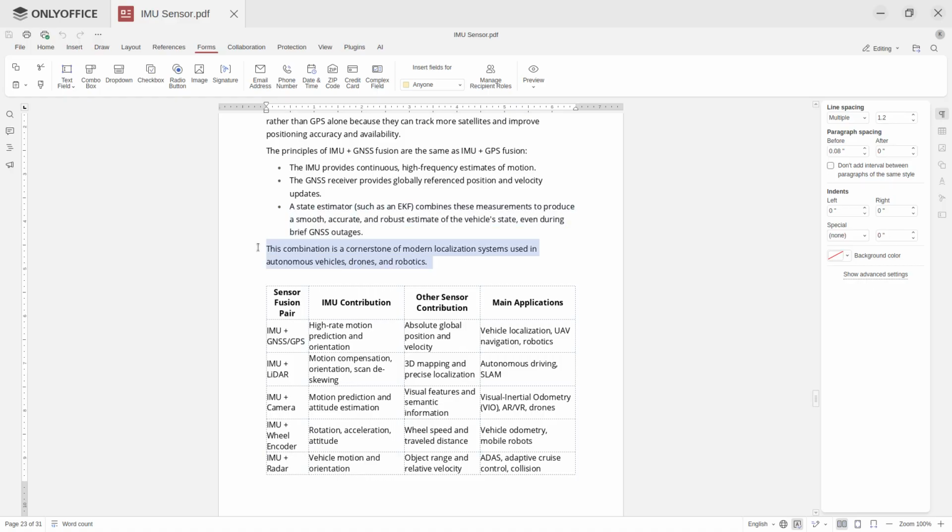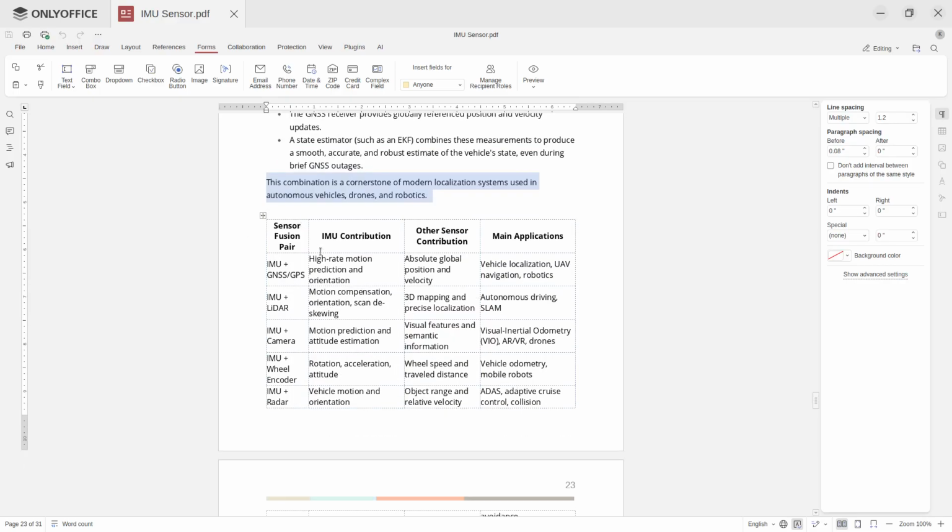So this is how you basically try to localize. You have a GNSS system, you have an IMU, and you can localize very well. Okay, so that is what it is all about. So the sensor fusion pair IMU plus GNSS/GPS: the IMU gives high-rate motion prediction and orientation; the other sensor gives absolute global position and velocity. The main applications are vehicle localization, UAV navigation, and robotics.